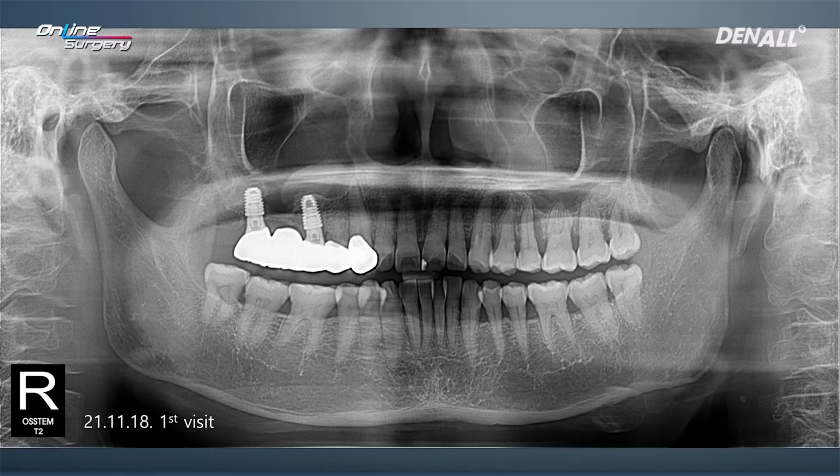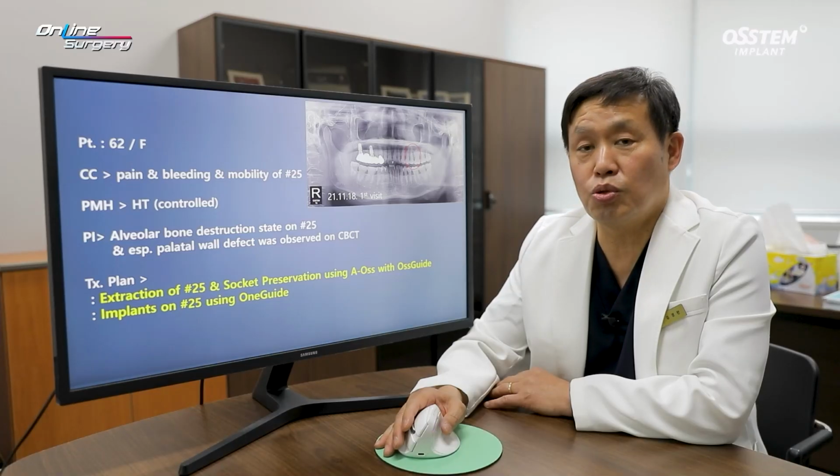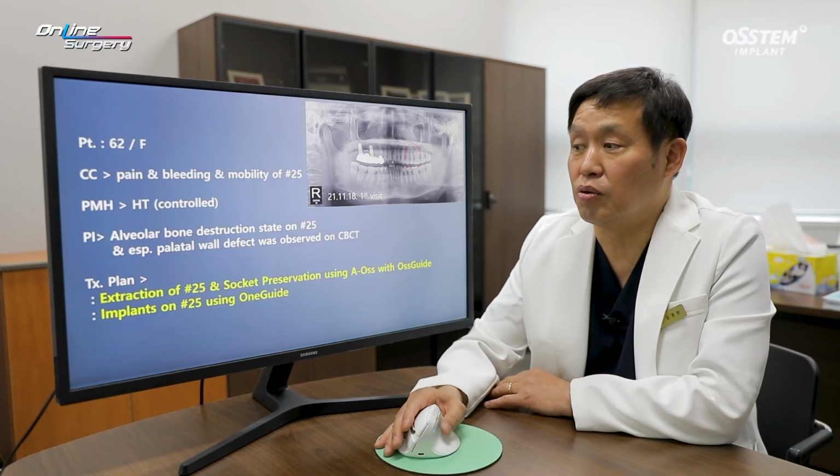In the panoramic image, you can see the alveolar bone destruction. The chief complaint was that number 25 was really hurting, there was bleeding, and mobility was observed. As for PMH, although there is hypertension, it's under control. On the CT, in number 25, alveolar bone was destroyed, especially on the palatal side. There was a wall defect on CT.